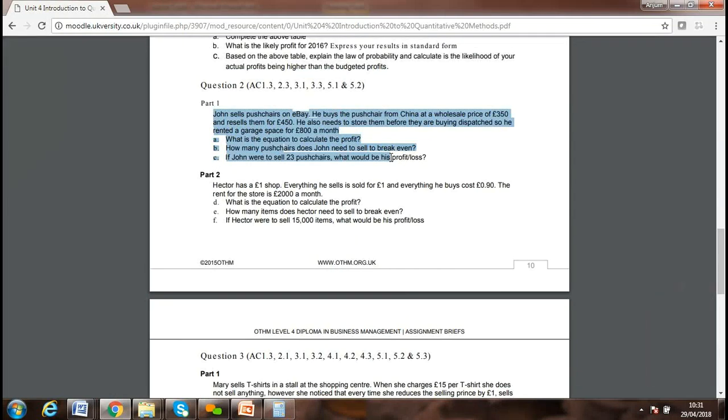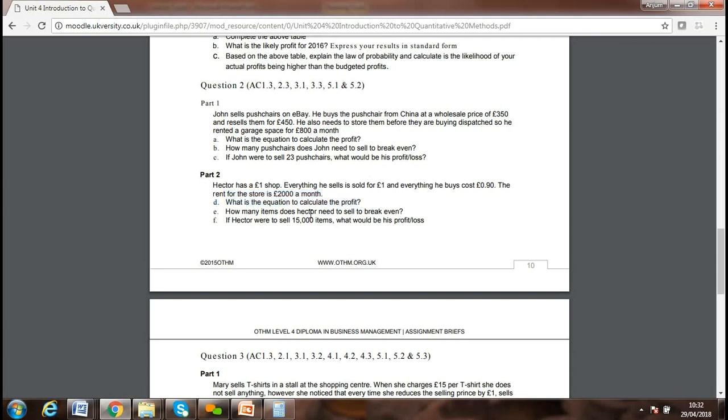Part B. What is part B then? Hector has a £1 shop. Everything he sells is £1. Everything he buys is 90 pence. And he pays rent of 2,000 a month. Calculate the profit. What is the equation? Sales minus total cost equals profit.